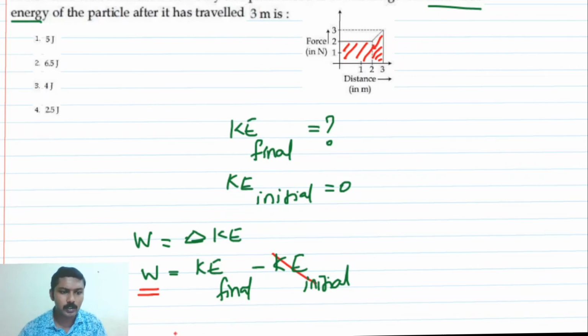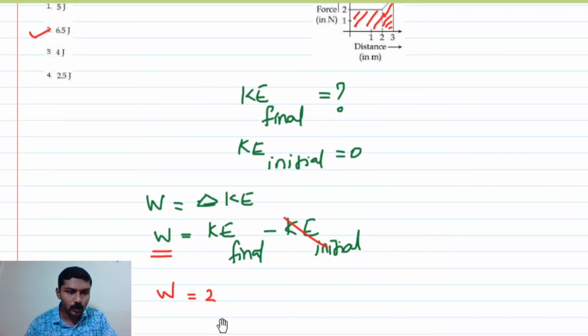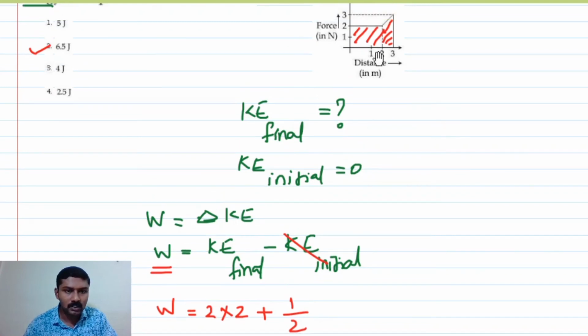Okay, now let's find it out. What is the equation? The work done is equal to the area of the square. What is that? This side multiplied by this side. This side is 2, so you write 2, and then you multiply with the other side, which is again 2. We can write it as 2 into 2 plus half of, for the trapezium, the sum of the opposite sides. What are the opposite sides here? I have to specify the sum of the two parallel sides which are opposite.